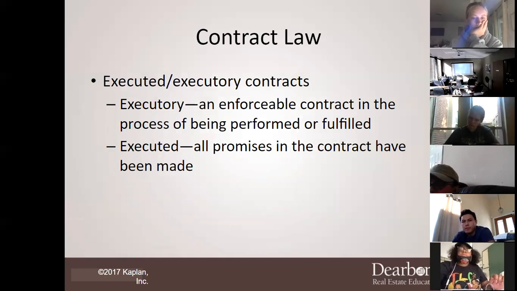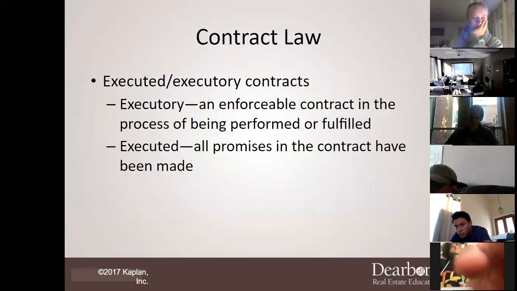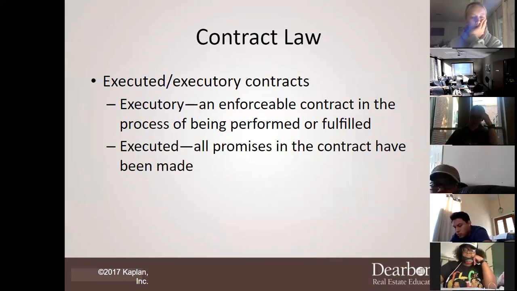Executed and executory contracts. Let's say me and Wyatt put in a contract, I want to buy your house, and we're in the process of completing all the things we need to do to purchase the house. Executory is an enforceable contract in the process of being performed or fulfilled. So if we're still working through the contract, we're in an executory contract.